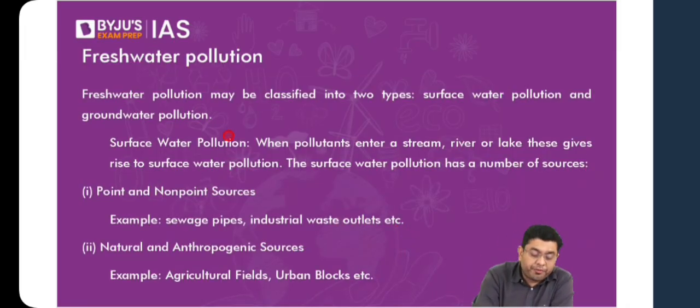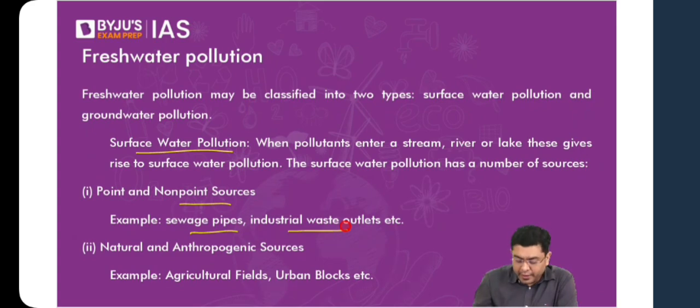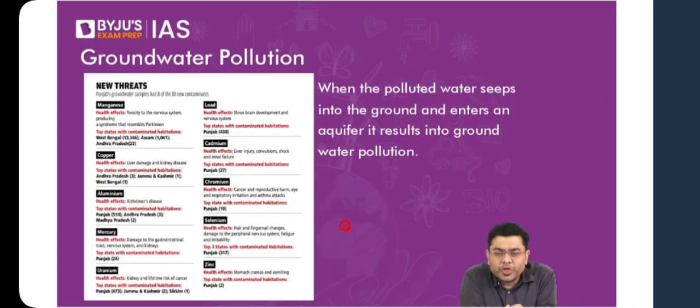Okay. Now, freshwater pollution can be surface water pollution or a groundwater pollution as well. So, for example, you have the point and non-point sources. Example: sewage pipes, industrial waste, habitation, settlements. These can be the cases of point and non-point sources. The other aspect of freshwater pollution is the groundwater pollution. That is the pollution which is happening in the underground region.